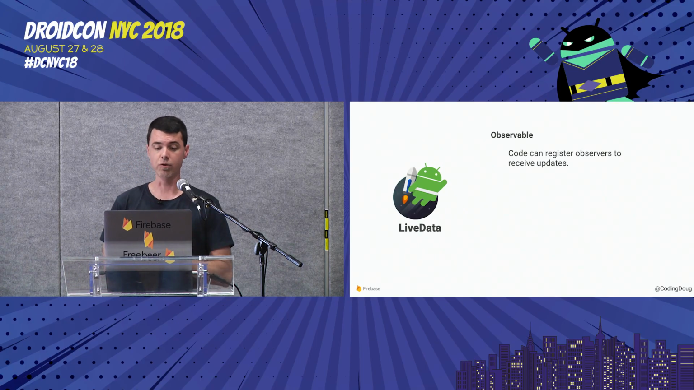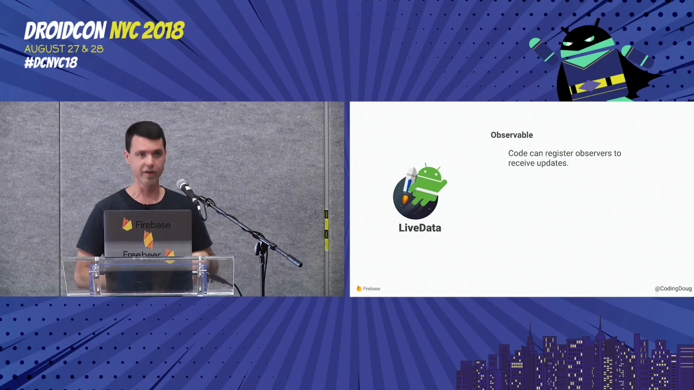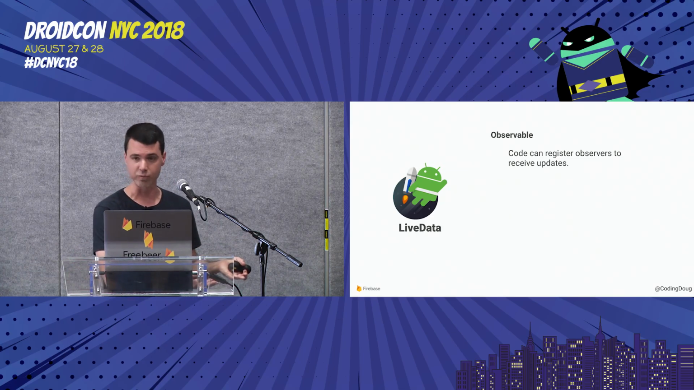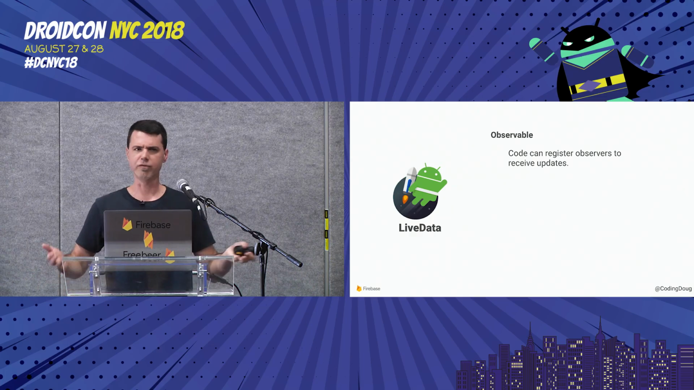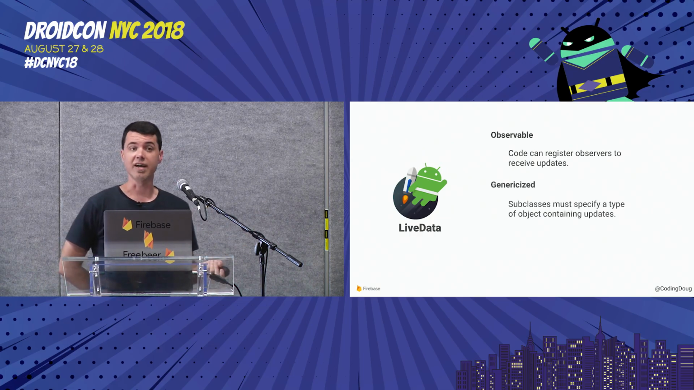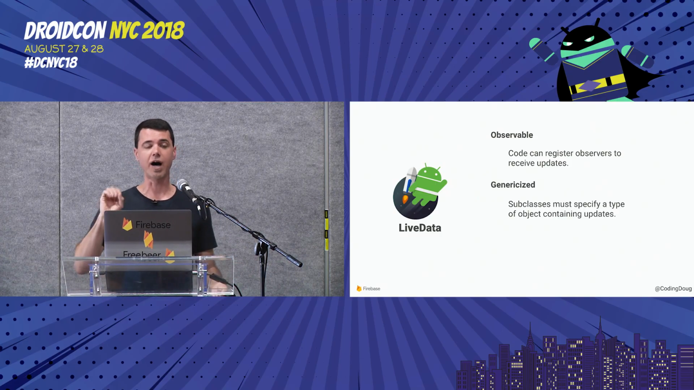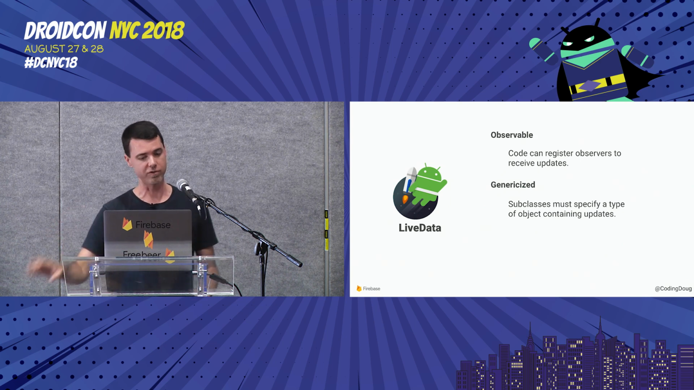They're observable, so code can register observers to receive updates. If you already understand the concept of observability, you already kind of understand most of what live data does. For those of you who are already familiar with RX, it's basically the same thing. They're genericized, so every instance of live data has some generic type associated with it. You have to have a generic type. These are the types of objects that are going to get distributed to the observers.